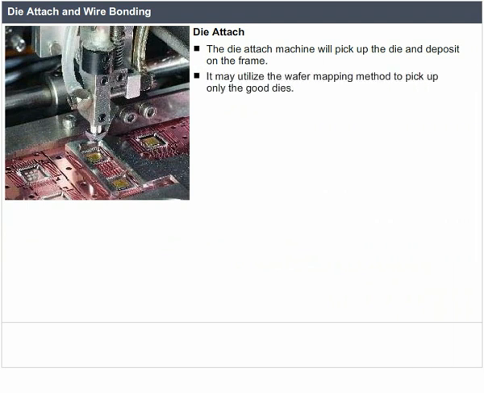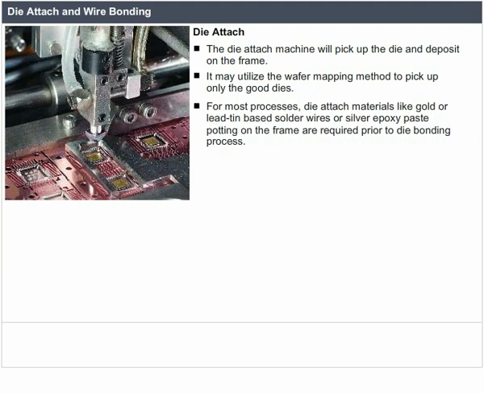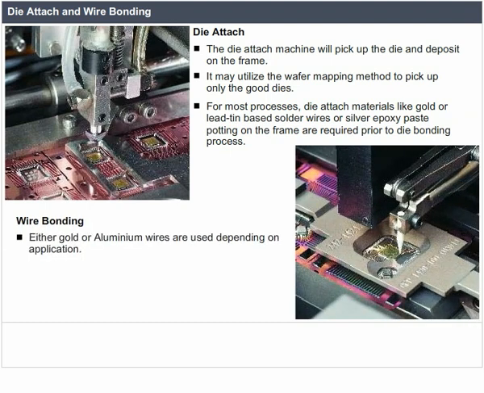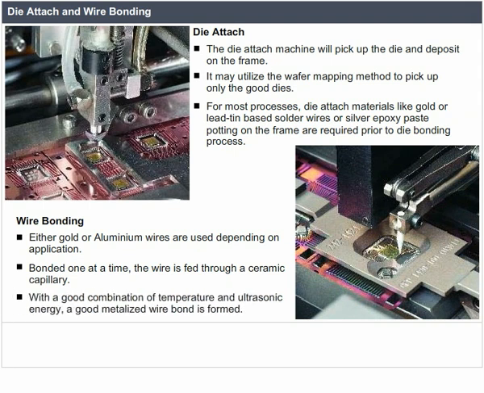It may utilize the wafer mapping method to pick up only the good dies. For most processes, die attach materials like gold or lead-tin based solder wires or silver epoxy paste potting on the frame are required prior to the die bonding process. Wire bonding. Either gold or aluminum wires are used depending on application. Bonded one at a time, the wire is fed through a ceramic capillary. With a good combination of temperature and ultrasonic energy, a good metallized wire bond is formed.